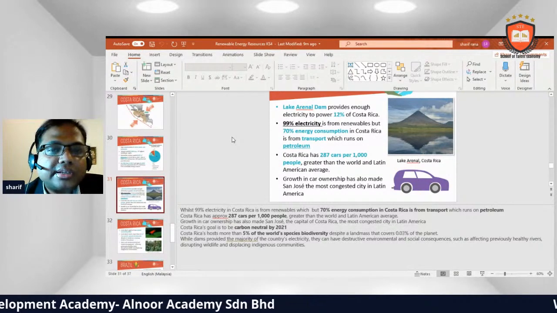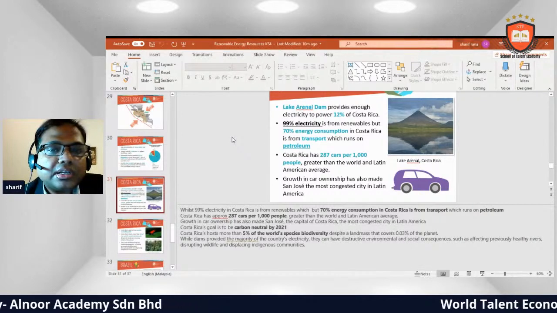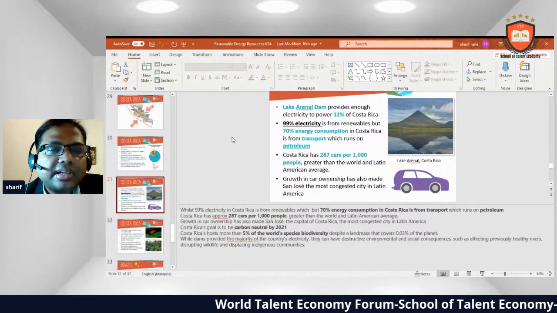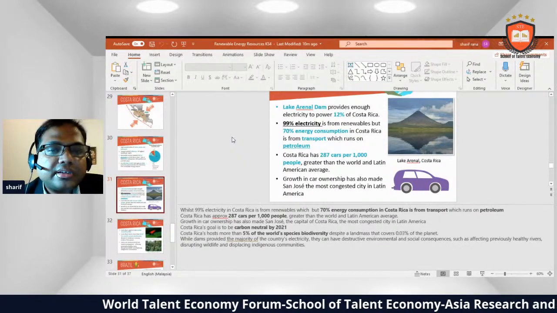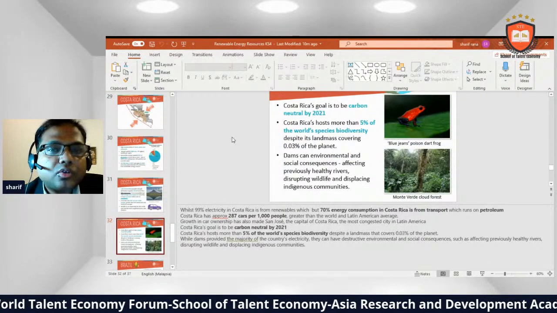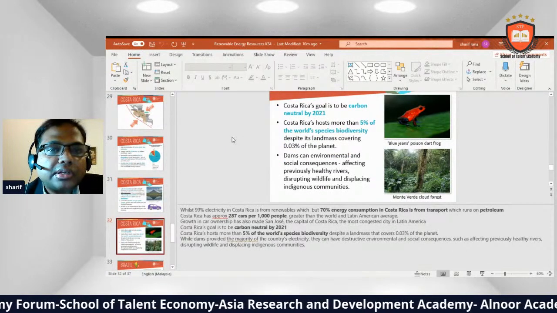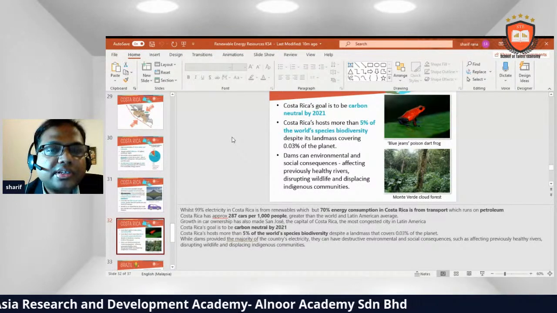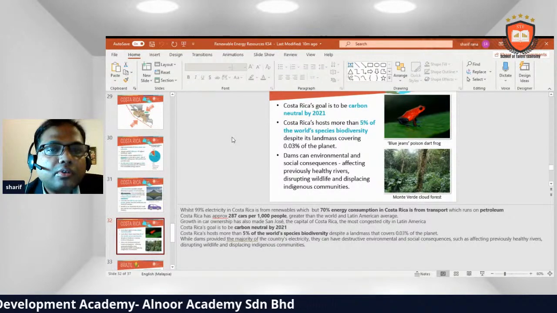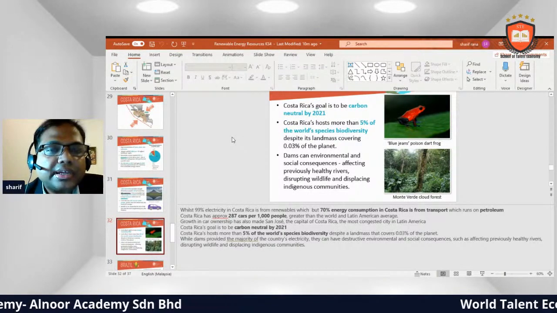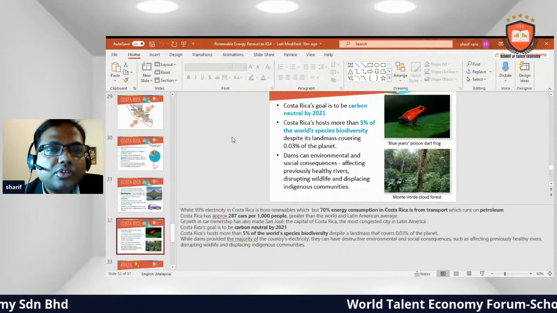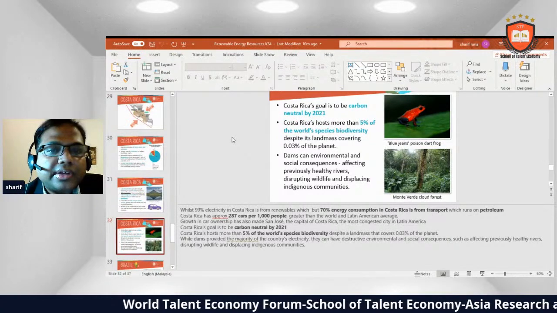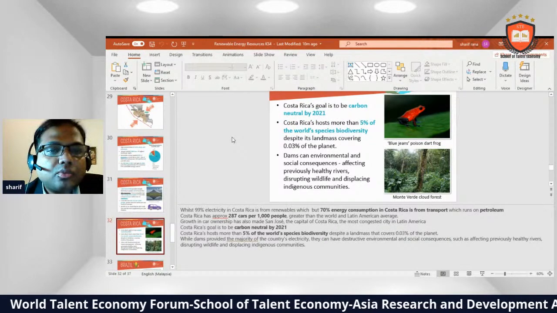Costa Rica has 287 cars per 1,000 people, higher than the world and Latin America average. Growth in car ownership has also made San Jose the most congested city in Latin America. Costa Rica's goal is to be carbon neutral by 2021. Costa Rica hosts more than 5% of the world's species biodiversity, despite its land mass covering 0.3% of the planet. Dams can have environmental and social consequences, affecting river health, disrupting wildlife and displacing indigenous communities.